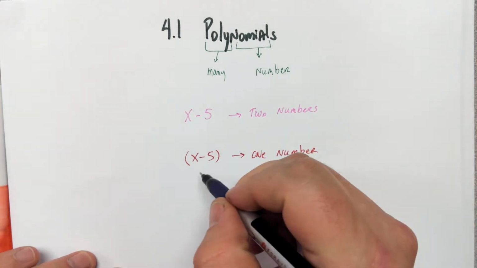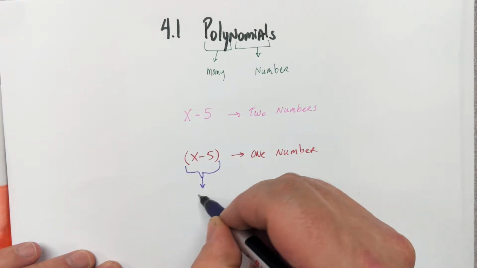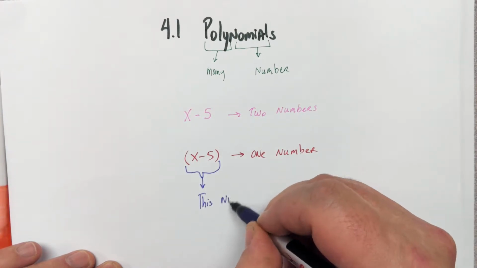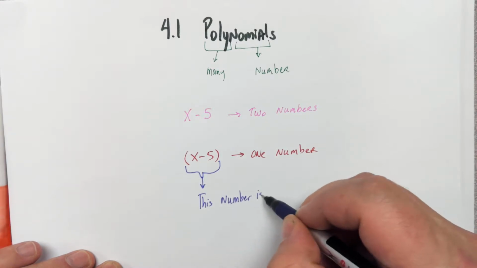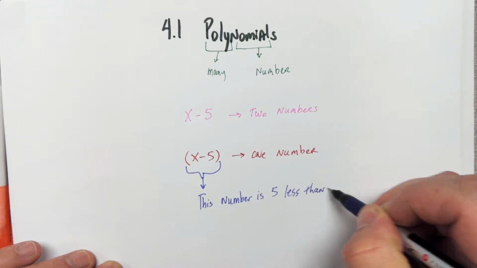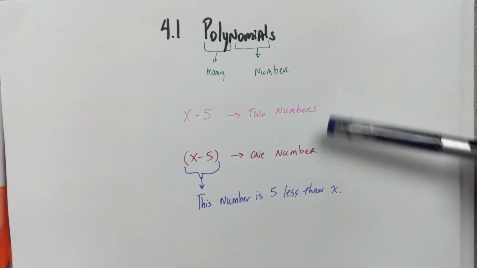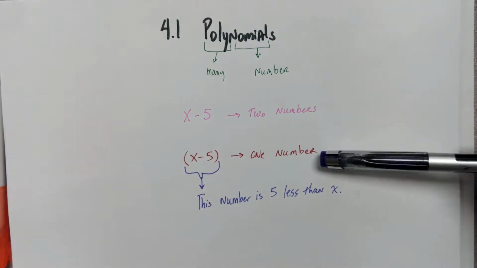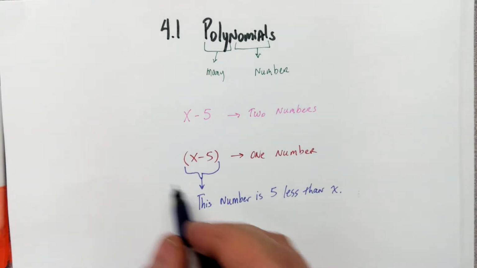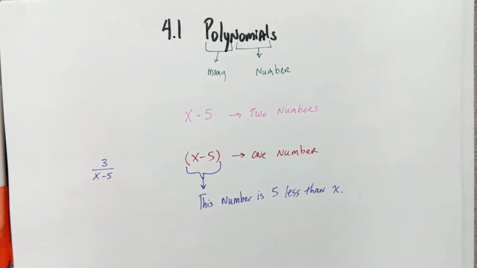This is the trick. This is the thing that's hard to see. This number is 5 less than x. So that's the thing that can get confusing about this. This is two numbers, and this is one. And it's because of the group. And there's other ways this can be one number also. For example, if you had 3 divided by x minus 5, that's one number in the bottom, because the fraction makes it a group.